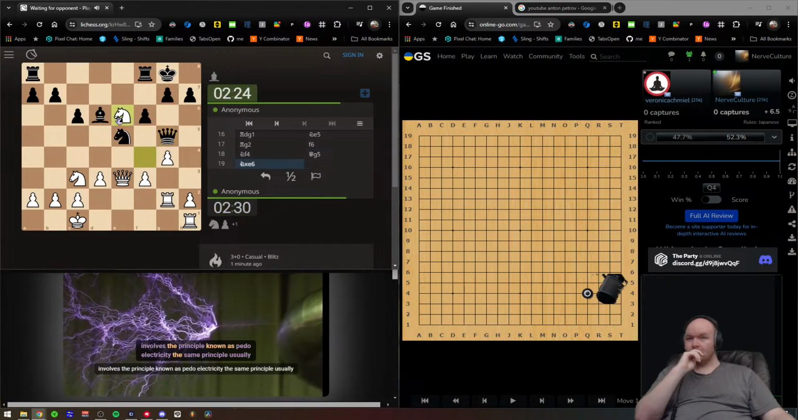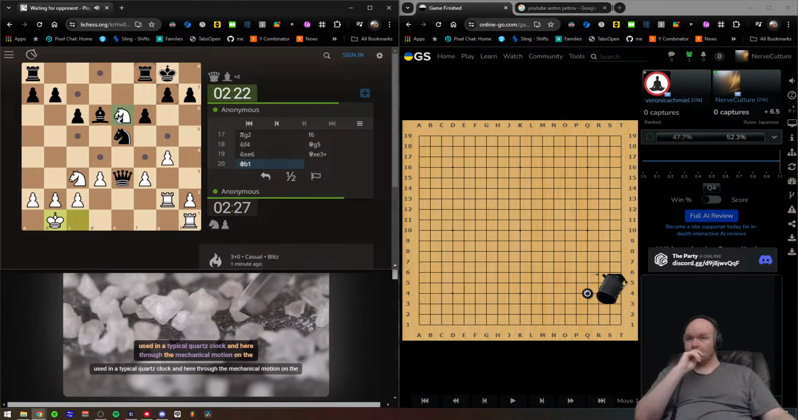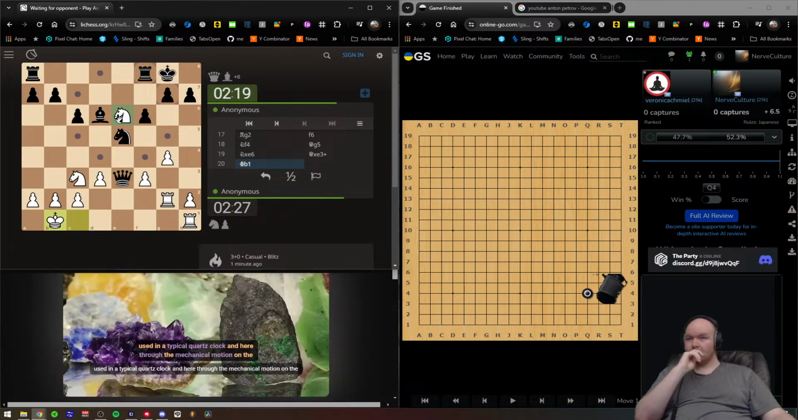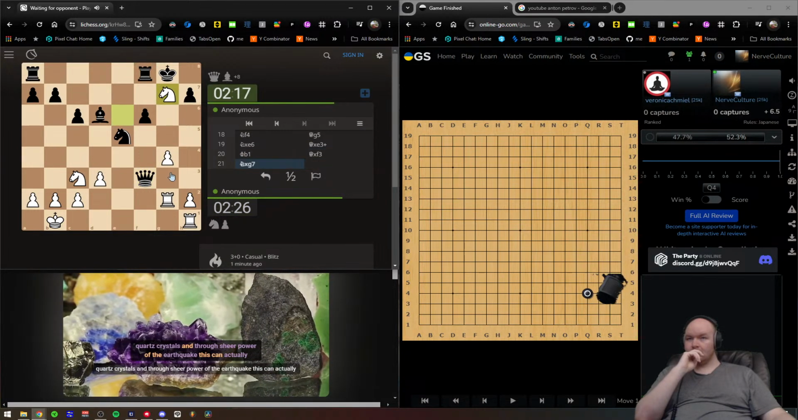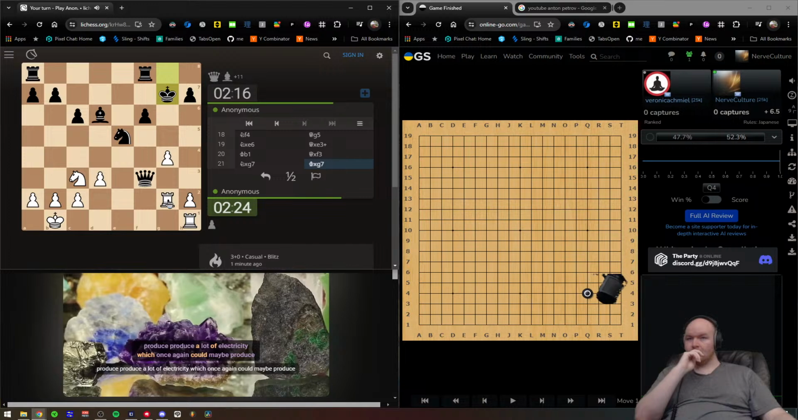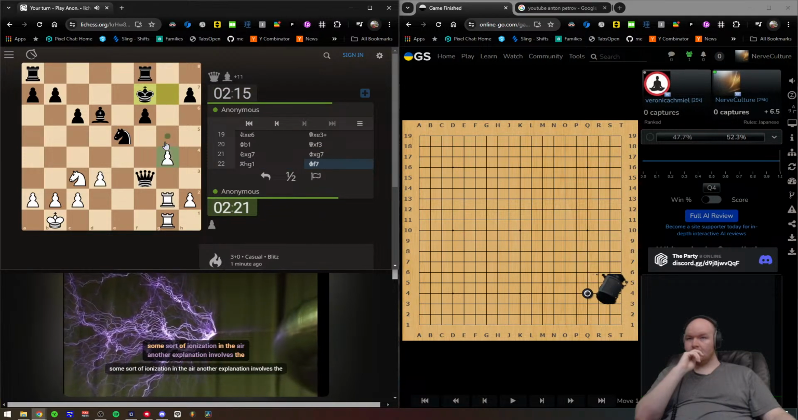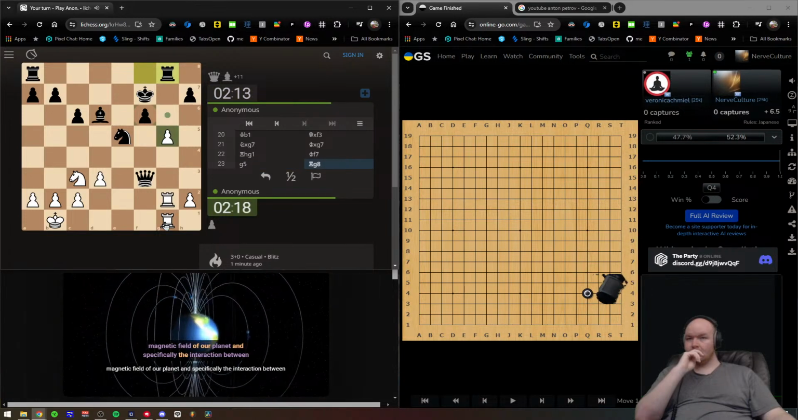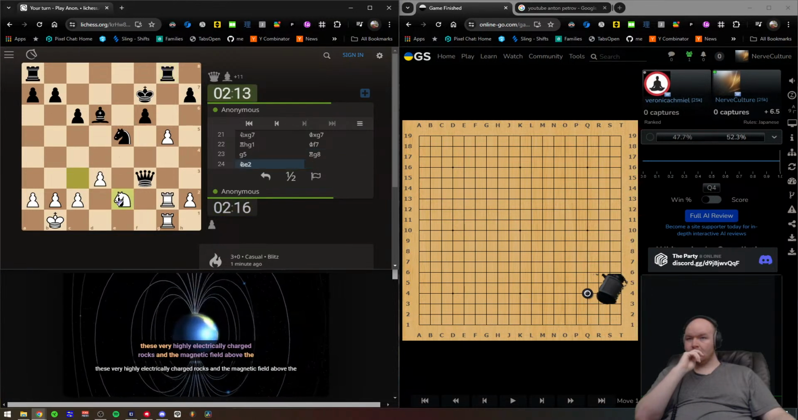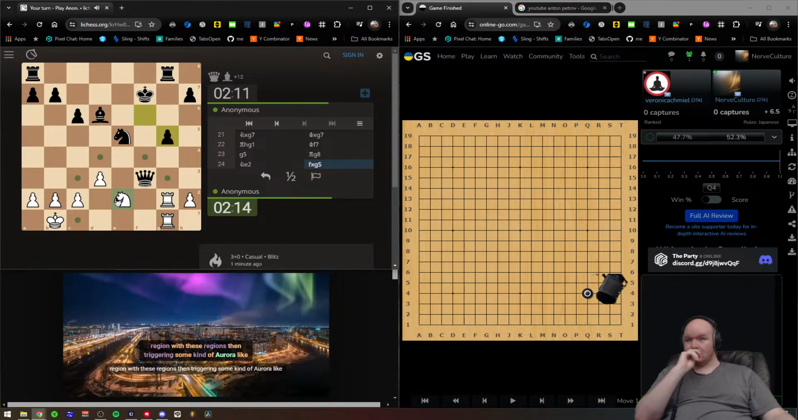The other explanation involves the principle known as piezoelectricity, the same principle usually used in a typical quartz clock. And here, through the mechanical motion of the quartz crystals and through sheer power of the earthquake, this can actually produce a lot of electricity, which once again could maybe produce some sort of ionization in the air. Another explanation involves the magnetic field of our planet, and specifically the interaction between these very highly electrically charged rocks and the magnetic field above the region, with these regions then triggering some kind of an aurora-like event.